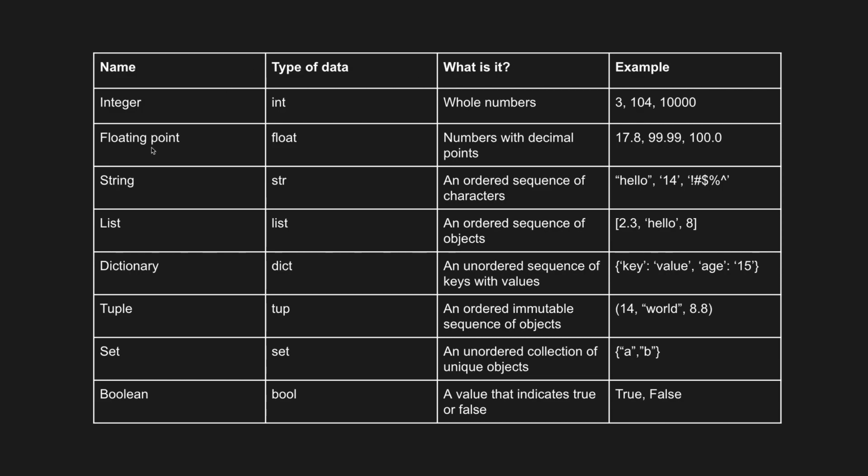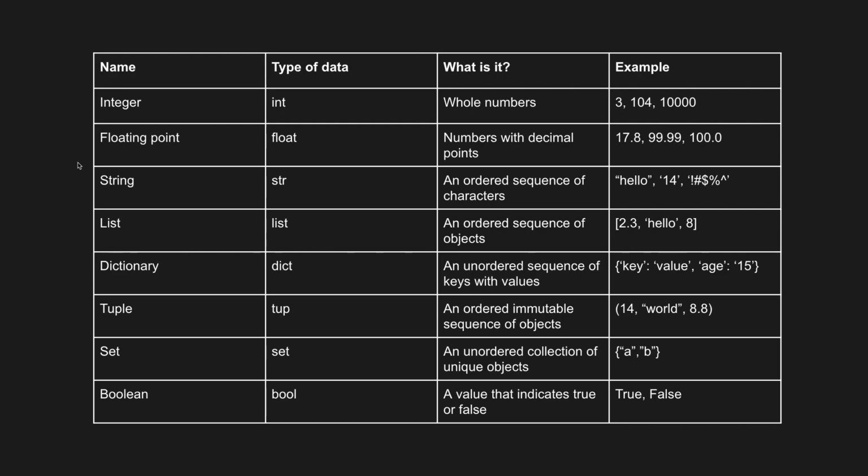And now we have the floating point. A floating point number is basically just a number that has decimal points in it. So it's not exactly an integer, because integers are just whole numbers, but floating points are numbers with decimal points. So for example, 17.8, 99.99, and 100.0. And you might be like, wait, 100.0 is just 100, so why isn't it an integer? It's because even though it's 100.0, it still has this decimal point here, so it'll be classified as a floating point number. If this was just 100 and not 100.0, it would be an integer.